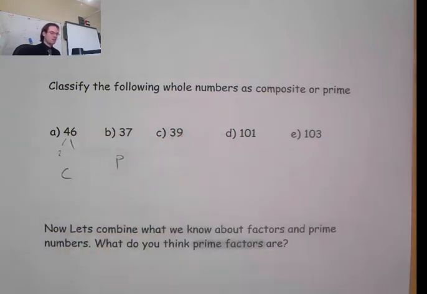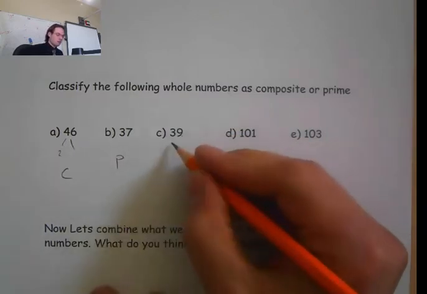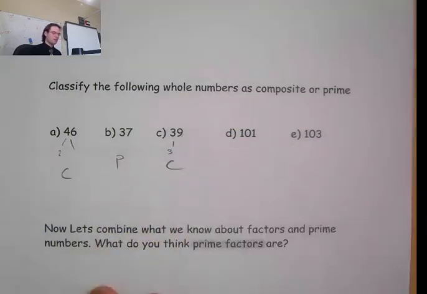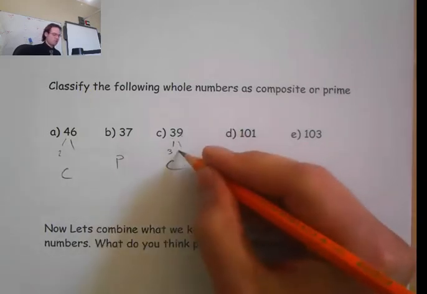39. I look at this, add these digits together, that equals 12, and I know that can be divided by 3. So this can be divided by 3. So this is a composite number, which will give me 3 and 13.